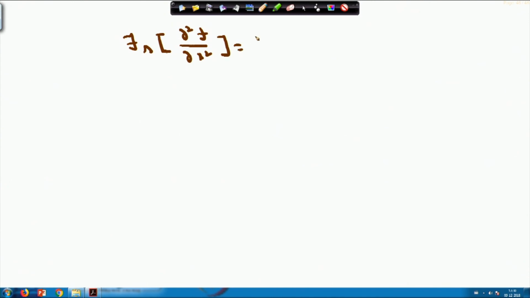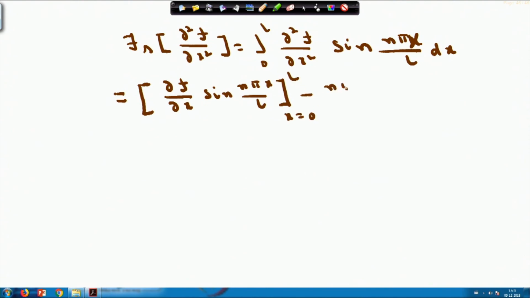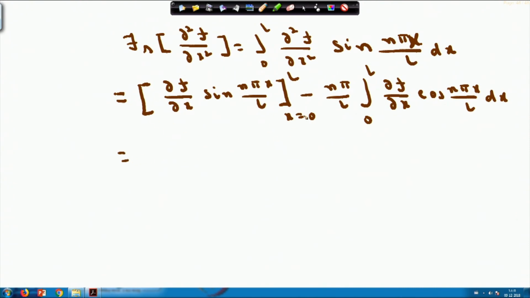This equals the integral from 0 to L of ∂f/∂x into sin(nπx/L) into dx. So the first part will be equal to ∂f/∂x into sin(nπx/L), with x from 0 to L, minus nπ/L into the integral from 0 to L of ∂f/∂x into cos(nπx/L) into dx. So this part will vanish, only this part here remains.